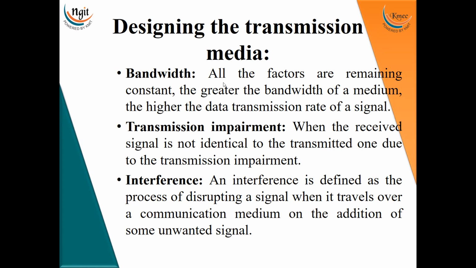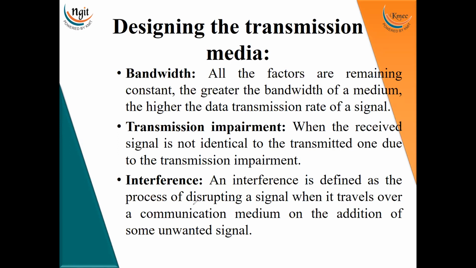What is meant by bandwidth? Here, all the other factors remain constant. If the bandwidth of the medium is higher, automatically the transmission rate of the signal is also higher. What is meant by transmission impairment? When the received signal is not identical to the transmitted signal, we call it transmission impairment.